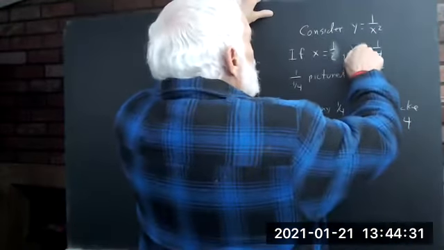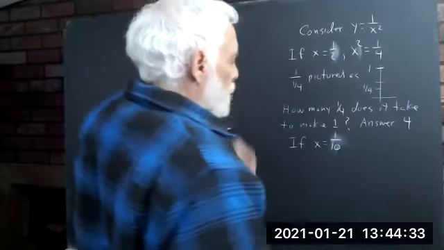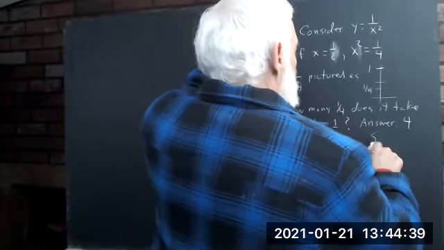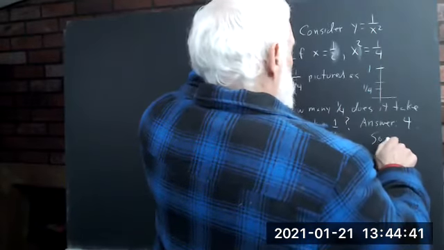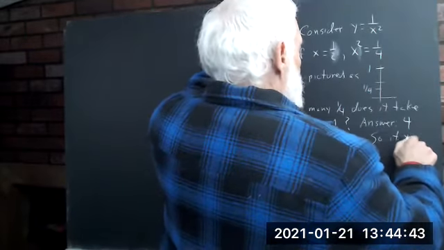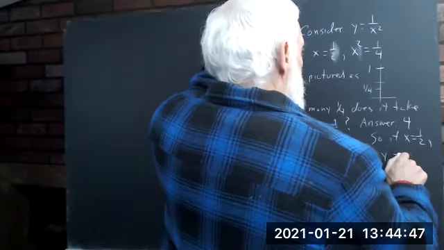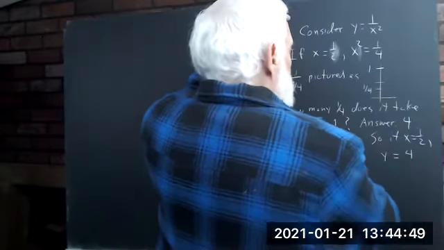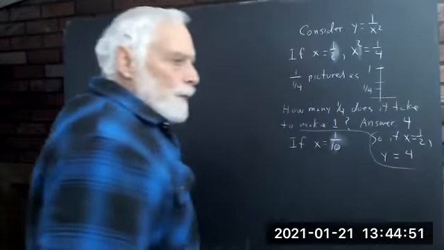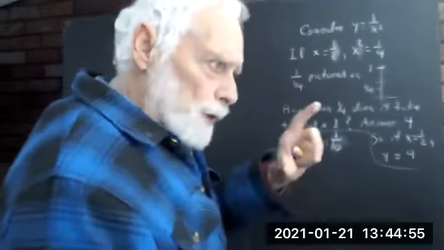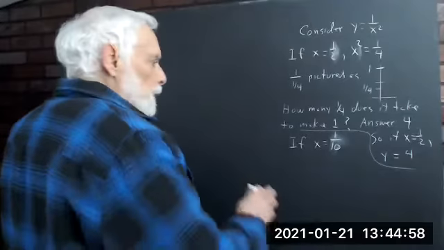And I wrote here y equals 1/4. This is x squared that equals 1/4. Okay, so here the answer is 4. So if x equals 1/2, y is 4. And you didn't actually do any arithmetic, you just subdivided. Okay, we're going to run over maybe 2 or 3 minutes, but we'll be done here very quickly.